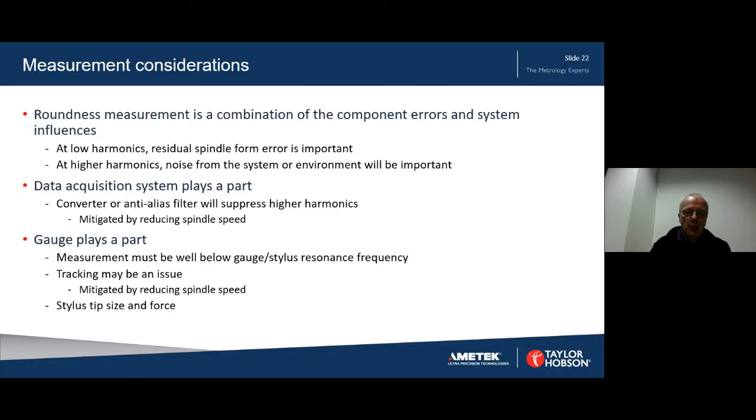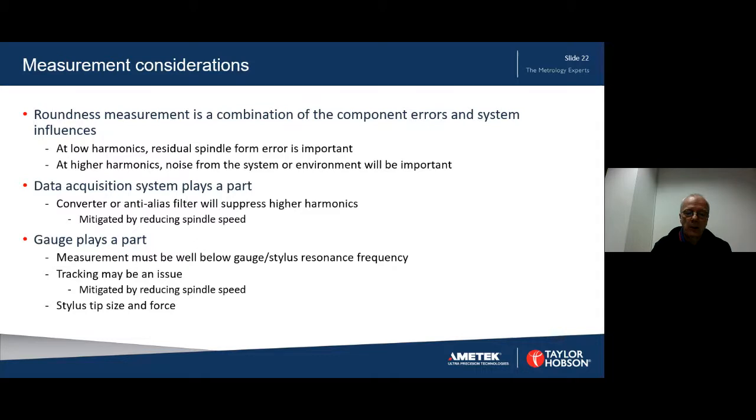The gauge also plays a significant part. The gauge and stylus form a mass spring system which will have a natural frequency. Excitation of frequencies near to the natural frequency or close to subharmonics could excite resonance, leading to erroneous results. Again, this can be mitigated to some extent by reducing the spindle speed.